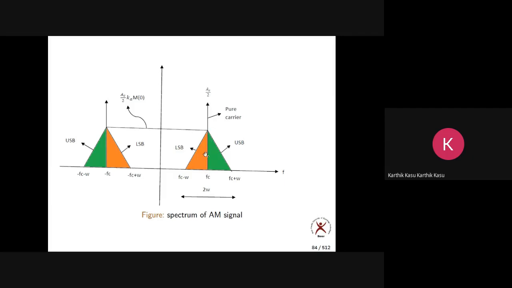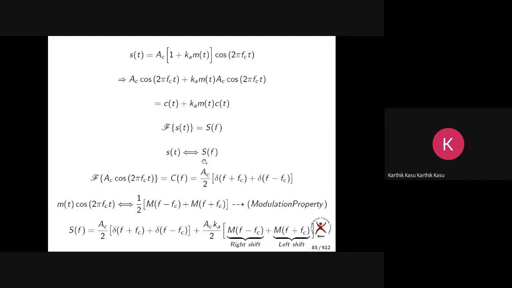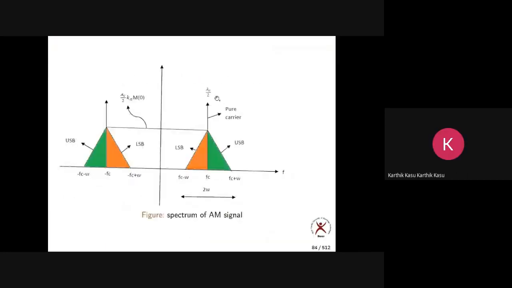Now what is this? That impulse is at what frequency? Delta of F minus FC. And this is delta of F plus FC. So not only this, we have amplitude, right? What is that? AC by 2. So this is AC by 2, and this is also AC by 2. It should be there.